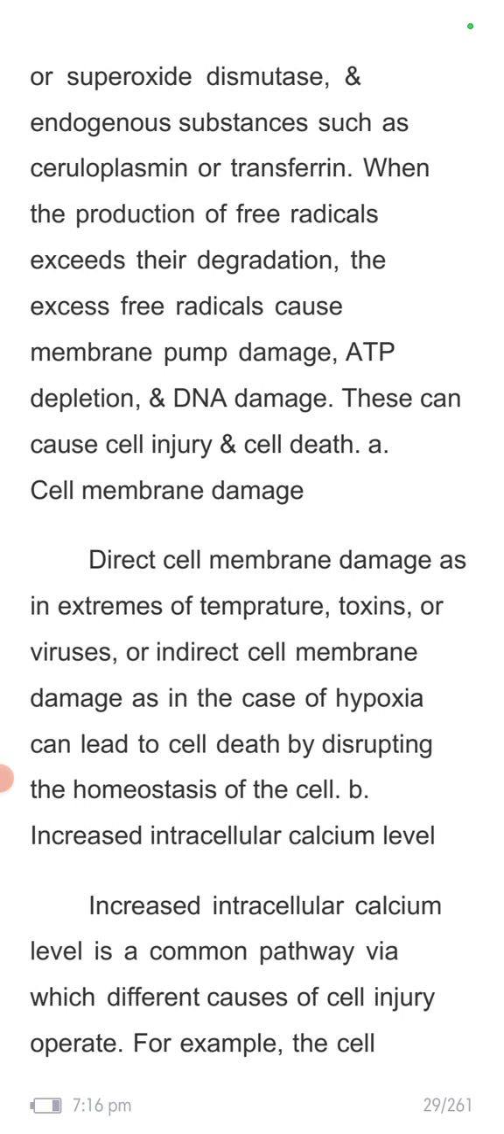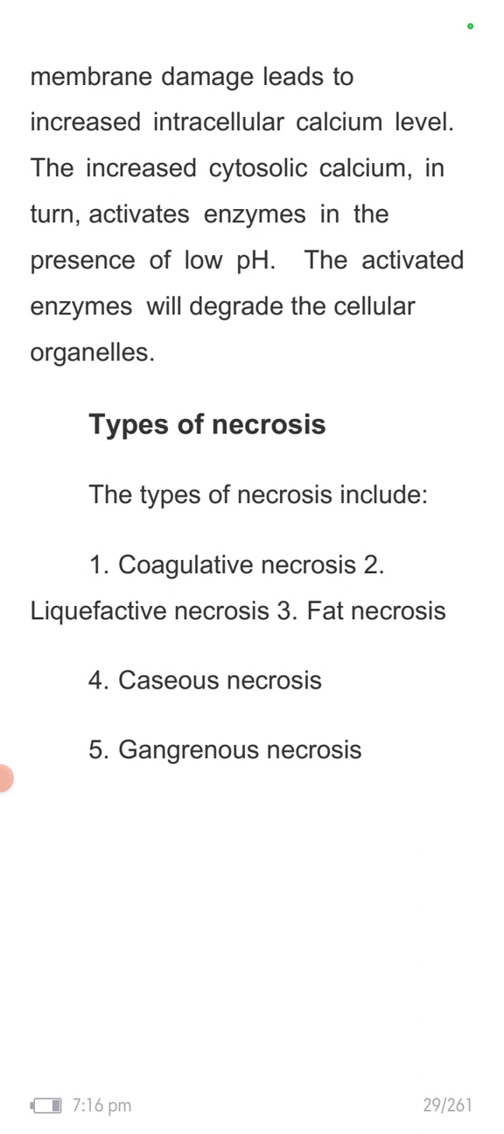Increased intracellular calcium level is a common pathway via which the different types of cell injury operate. For example, cell membrane damage leads to increased intracellular calcium level. The increased cytosolic calcium in turn activates enzymes in the presence of low pH. The activated enzymes will degrade the cellular organelles.